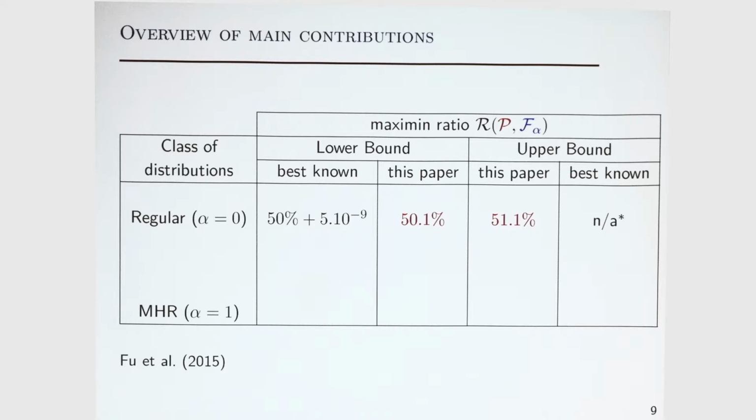For the upper bound, what was known is there was no result for the deterministic. For randomized, there were only deterministic. I will mention that in the next slide.